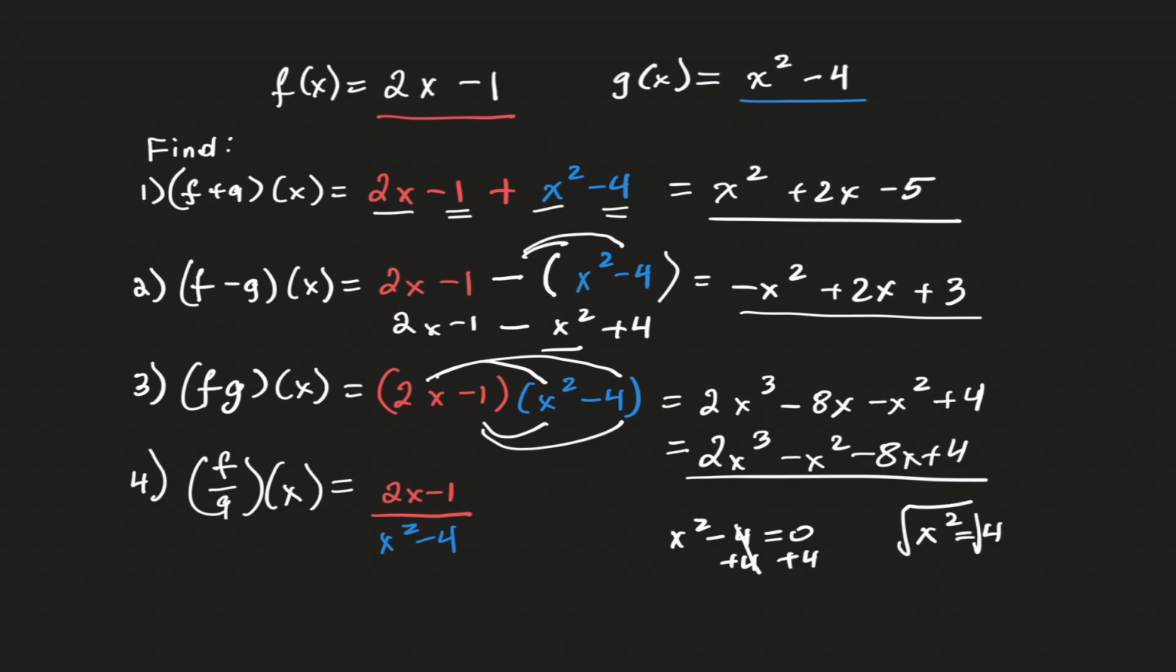Take a square root, and if you remember, taking a square root of a square always produces plus or minus, and the square root of 4 is 2. So in this case, there are two numbers that x cannot be: x cannot equal plus or minus 2, because either plus 2 or negative 2 would produce a 0 here in the denominator.